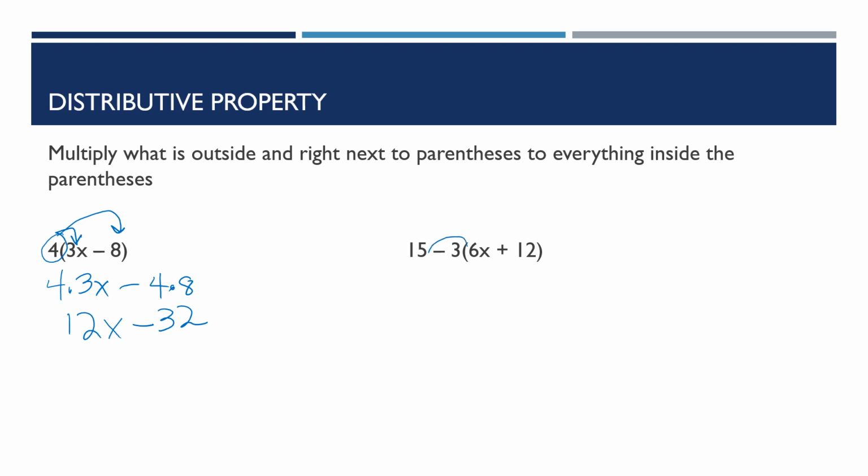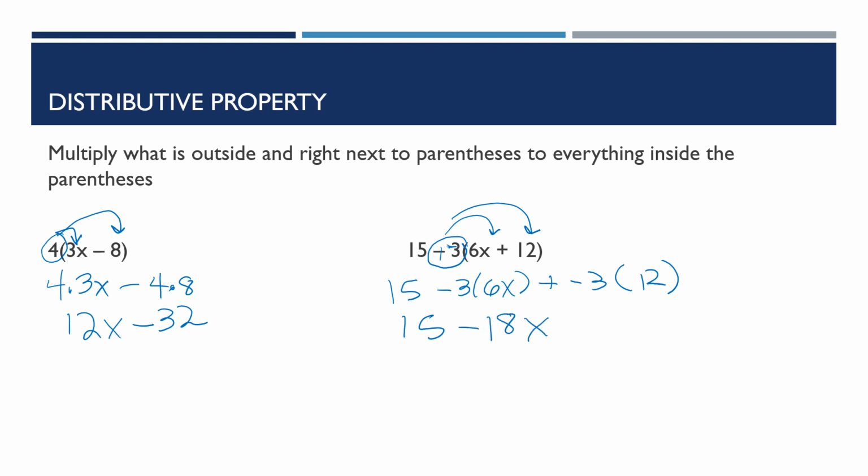In the second example, I'm going to distribute a negative 3, because if you remember back to when you learned integers, it's plus a negative. Okay, we can rewrite that way. So it's a negative 3 that's being distributed. So 15 minus 3 times 6x plus negative 3 times 12. So that's going to give me 15 minus 18x minus 36.